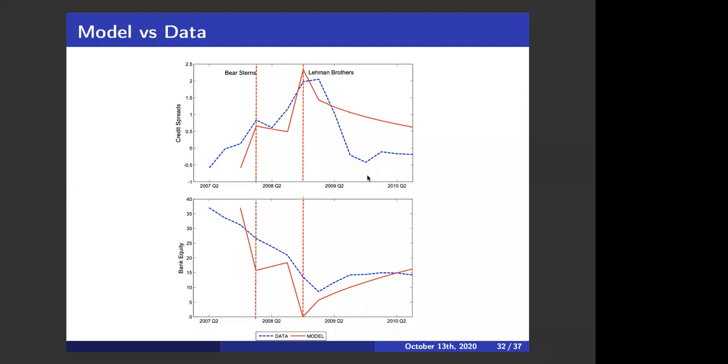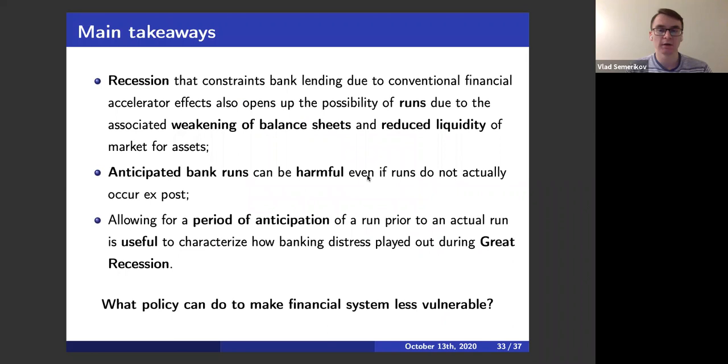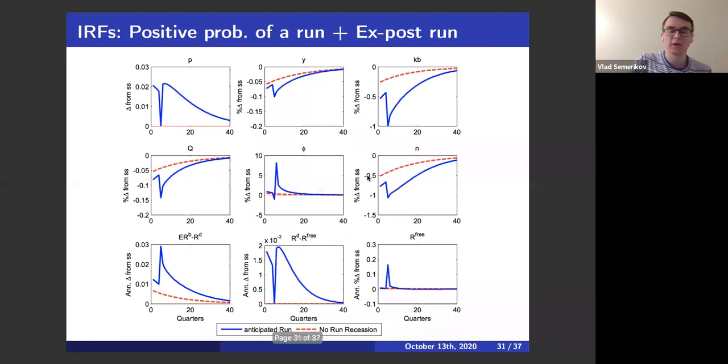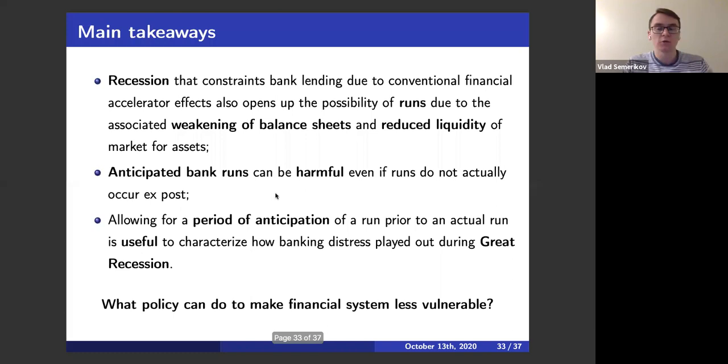So here are the main takeaways from the paper. First of all, the recession constrains bank lending because of the leverage constraint, and therefore, due to the conventional financial accelerator, this opens up the possibility of a bank run because of the weakening of balance sheets and reduced liquidity in the asset markets, namely lower asset prices. And anticipated bank runs, as we've seen here, might be costly even if runs do not actually occur. This period of anticipation, these four periods right before the bank run, captures well what really happened during the Great Recession. So what are the main policy implications of that model and mechanism?